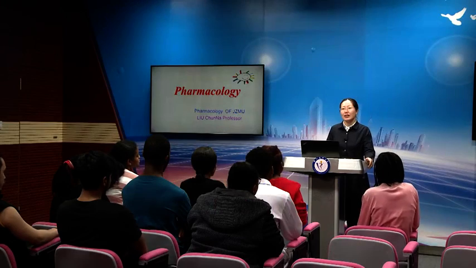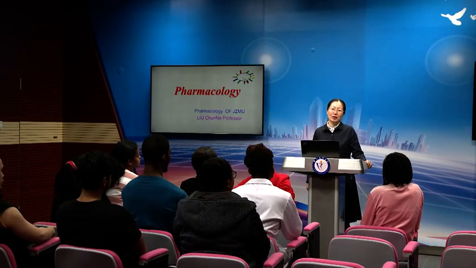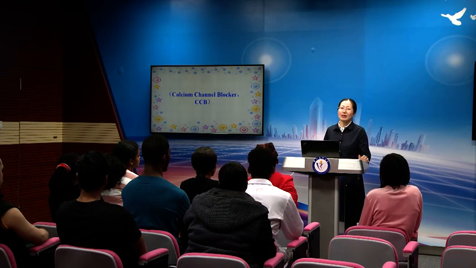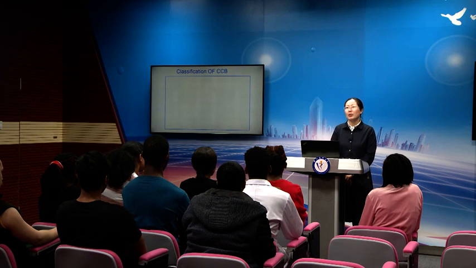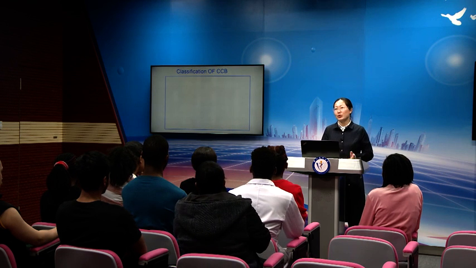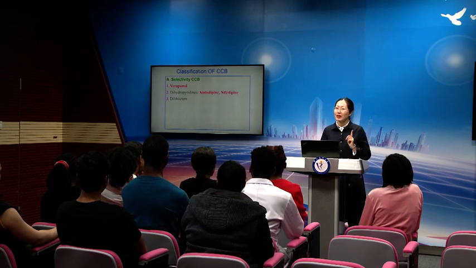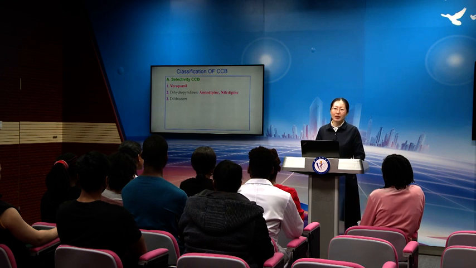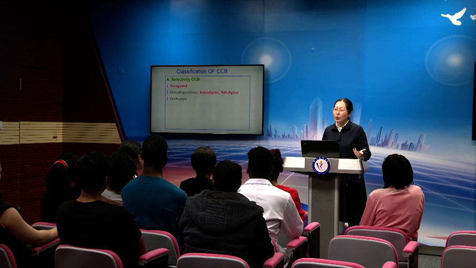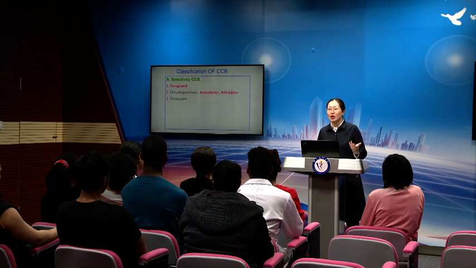Hello everyone. Today we will study the cardiovascular system. At first we will study calcium channel blockers, CCB. We divide CCB into two broad categories. The first category we call selective CCB. What's the meaning? We studied calcium channels in your physiology class.